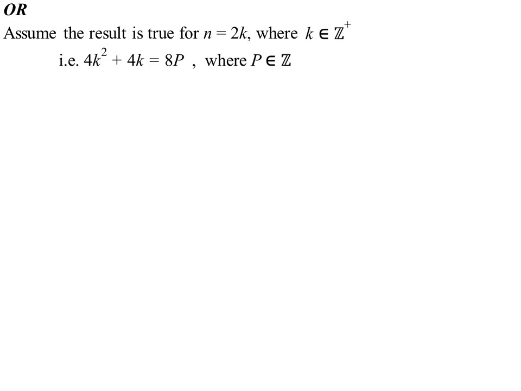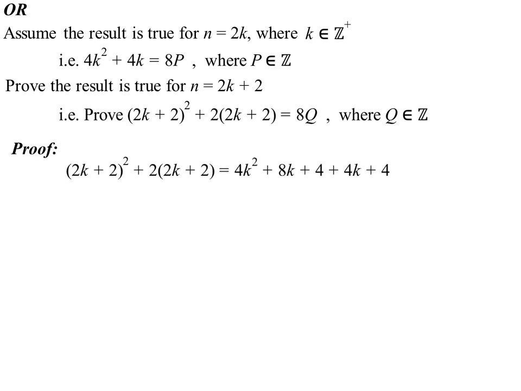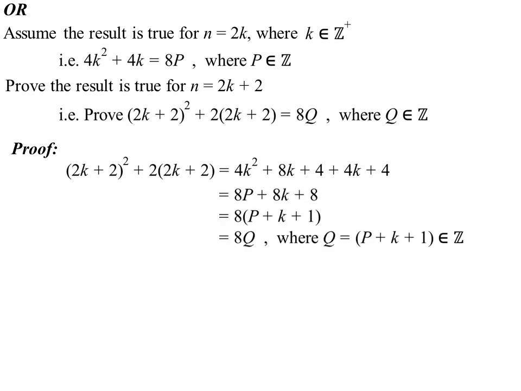So my assumption would have then been 4k squared plus 4k is 8p. I'll prove it true for 2k plus 2. That would be the next even number. So this is what I want to prove. And in this case, again, I want to get my assumption in. So I want to find 4k squared plus 4k, and it's there when I expand it out. But this time when I factorise the 8, I just get p plus k. But that's okay, because in this case, I assume k was an integer.